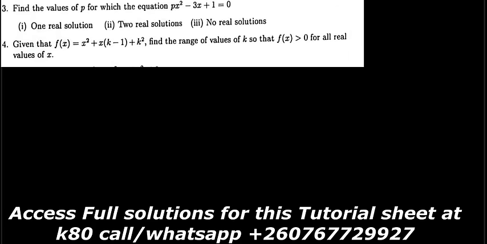So let's try to solve question 3, which is saying find the values of p for which the equation px squared minus 3x plus 1 is equal to 0. The first one has got one real solution. When we're talking about one real solution, meaning the discriminant is equal to 0. If it has got two real solutions, the discriminant is greater than 0. If it has got no real solutions, the discriminant is less than 0.